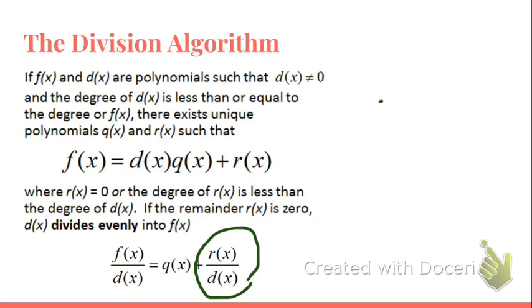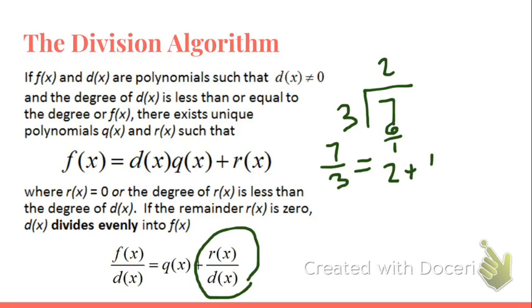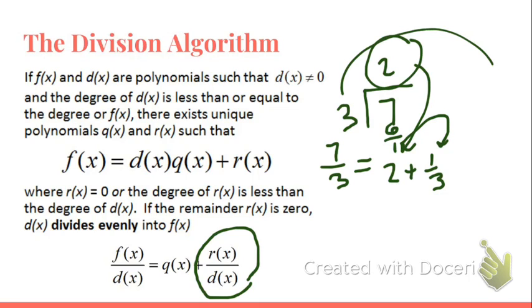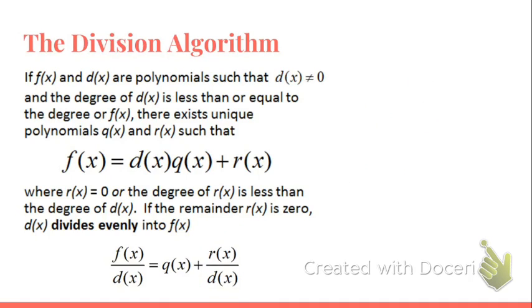Just like if I were to do, how many times does 3 go into 7? Like what's 7/3? What's that equal to? It goes in twice, but then you get a remainder of 1. So 7/3 would equal 2 plus 1/3, because I take my quotient and then just add the remainder over the divisor. So that also works with polynomials.